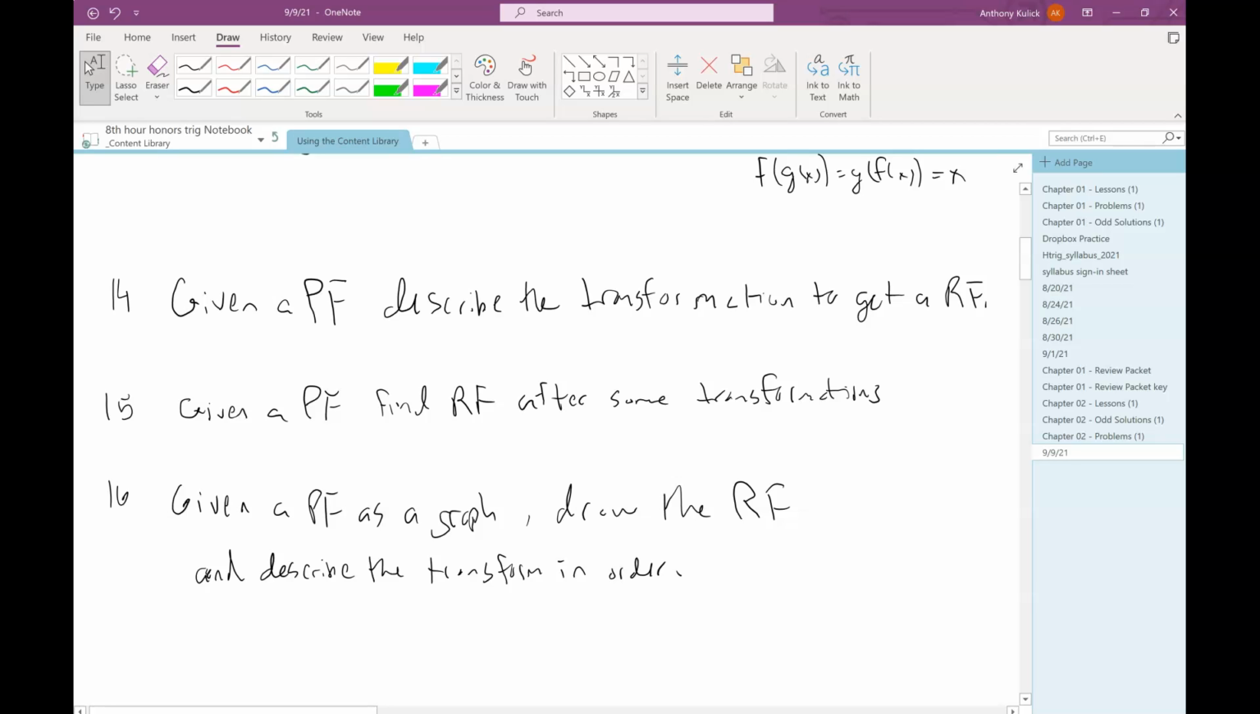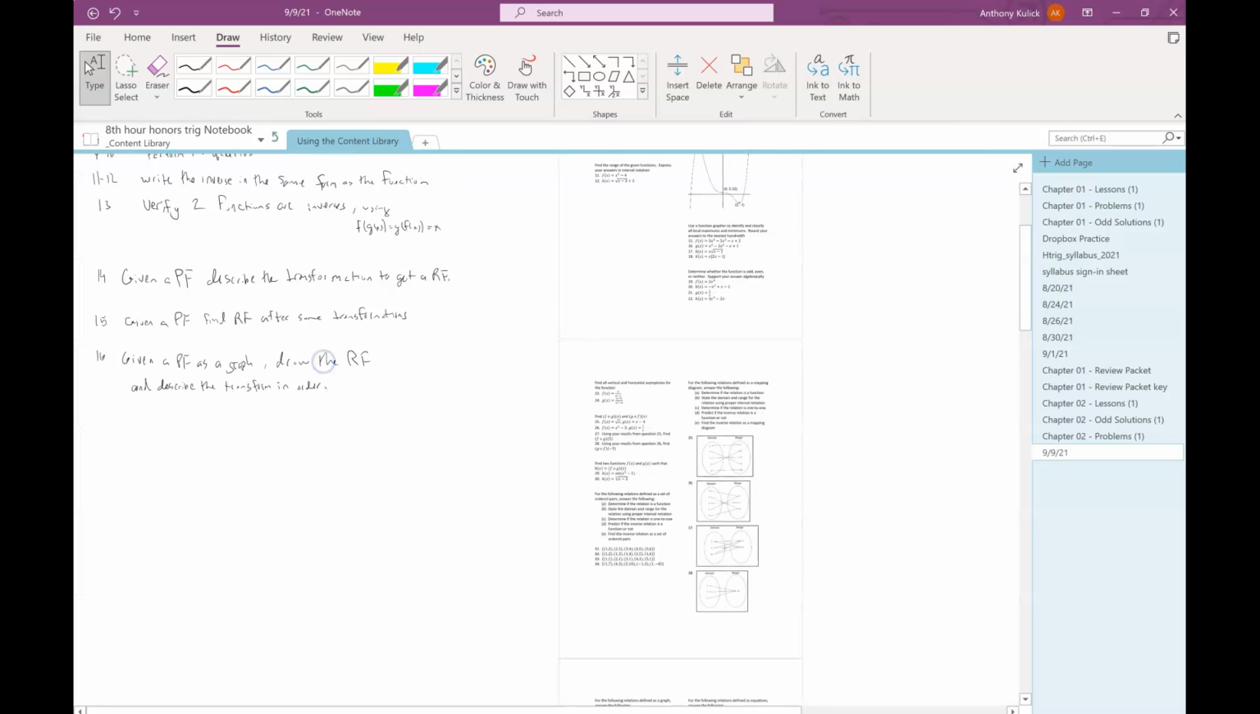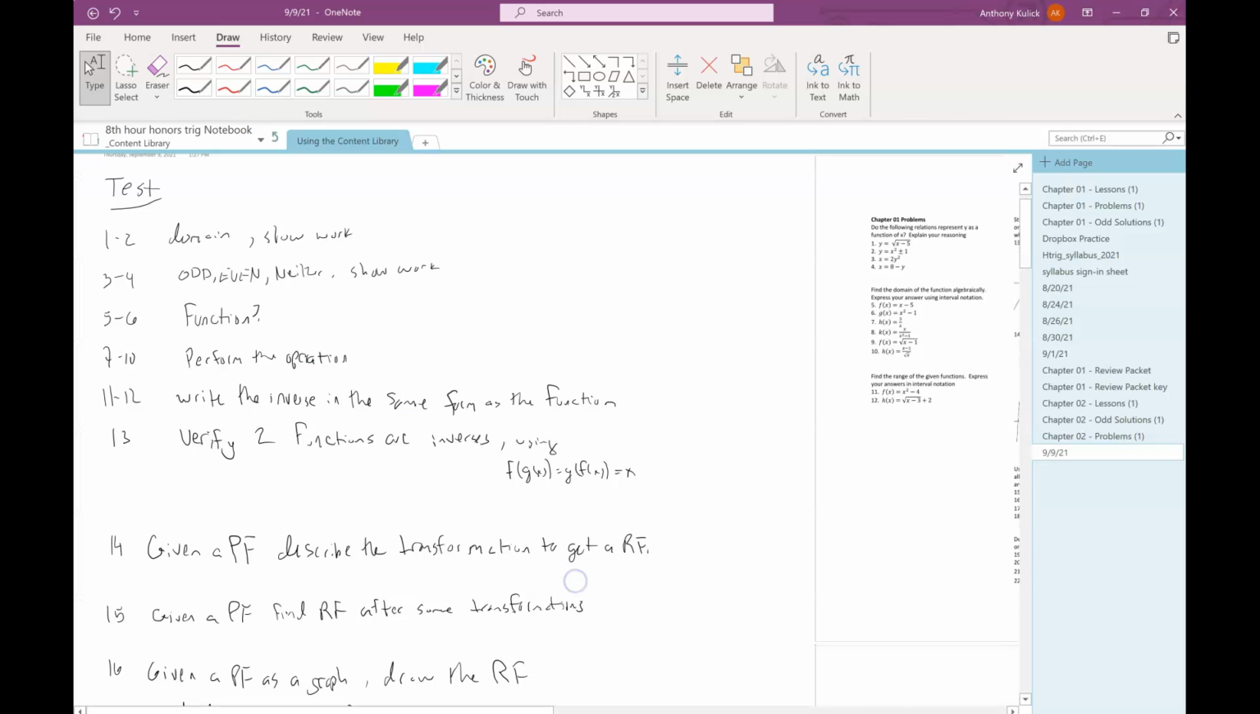So that's the test. It's those kind of 16-ish questions. I don't think there's anything that has multiple parts on this one, so I think it's just these 16. Any clarification on what I mean by any of that or whatever before we dive into specific individual things?